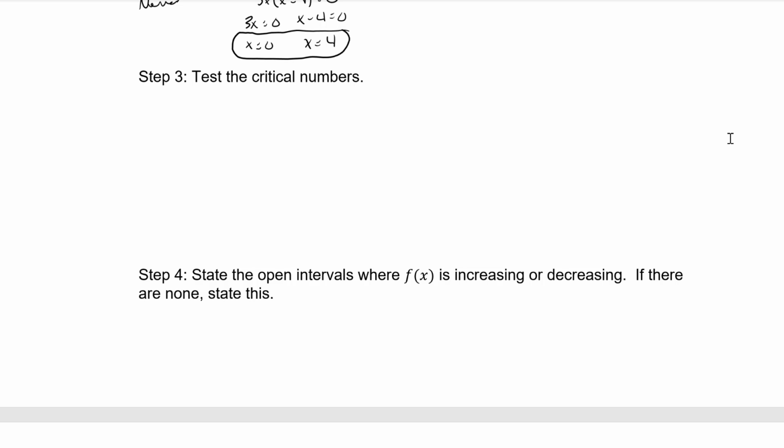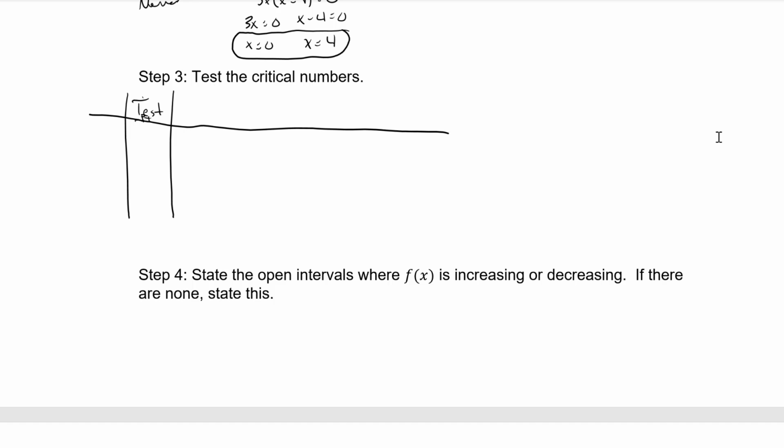Alright, step 3, we have to test these critical numbers to determine the behavior on either side of them, to figure out where the function's increasing and decreasing. To do that, think of this along the lines of how you found the domain for a radical function that had a higher degree polynomial under it, something that wasn't linear under the radical. You had to pick a test point based on the critical number.